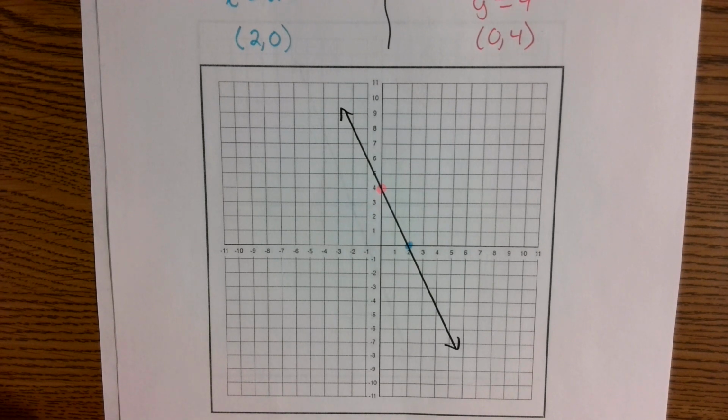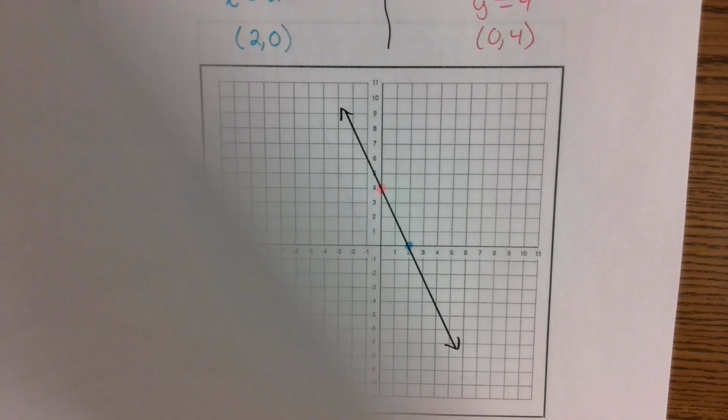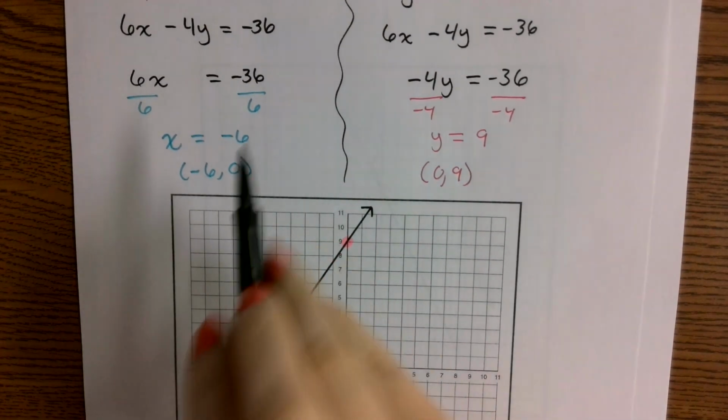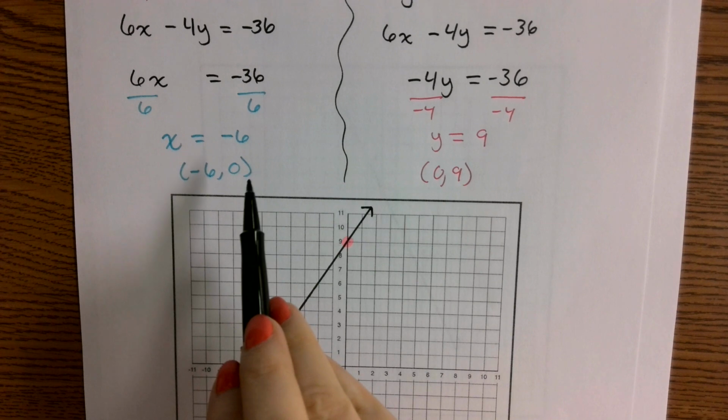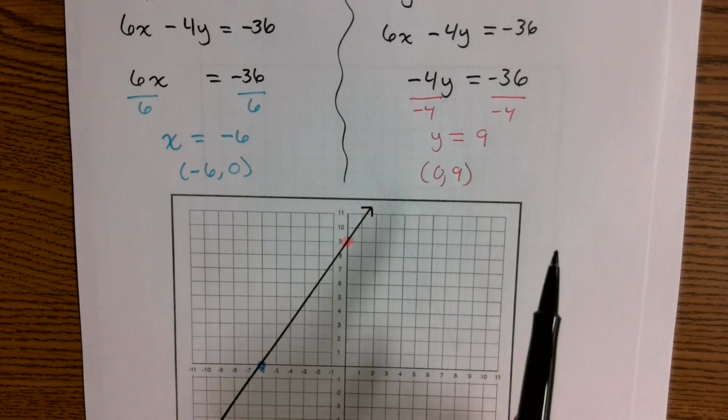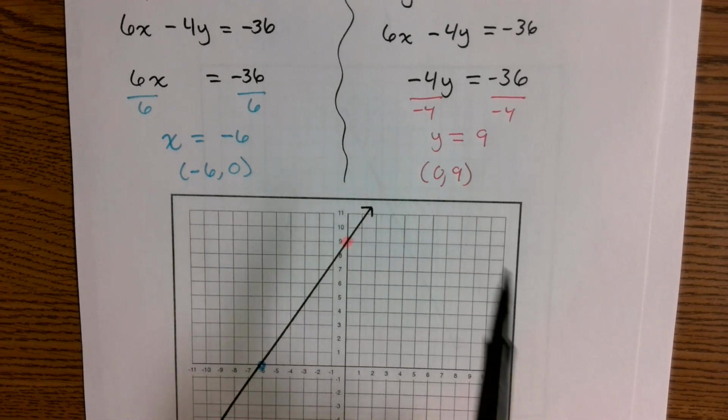Everybody good? Yes? No? Okay. Let's go ahead and move on then. Example number 6. For example number 6, when you solved it, you should have gotten that your x-intercept is at negative 6, 0. Your y-intercept should be at 0, 9. So negative 6, 0, and then 0, 9 for your y-intercept. This is what your graph should look like.